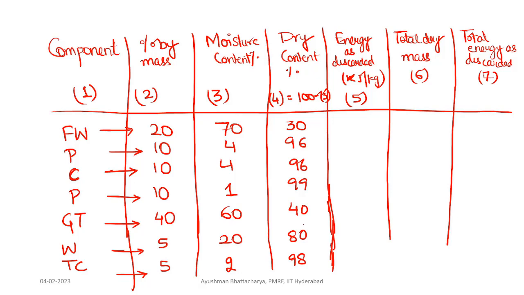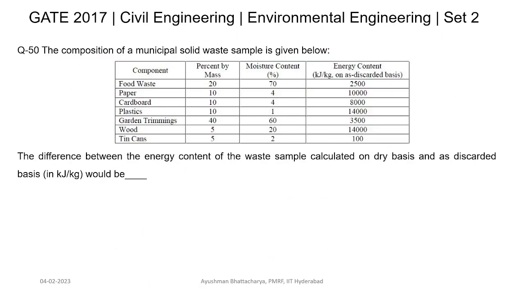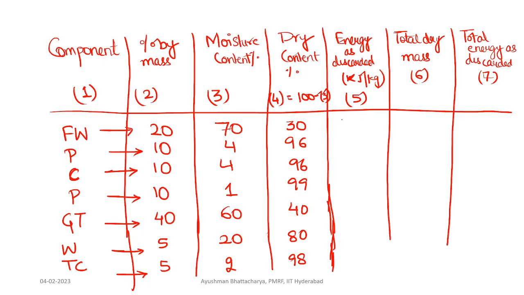Okay, now energy as discarded, this is given in the question. We will write it as it is: 2500, 10,000, 8,000, 14,000, 3,500, 1,400 and 10. Okay, now we have to calculate the total dry mass.